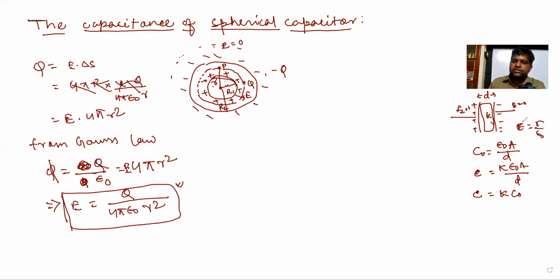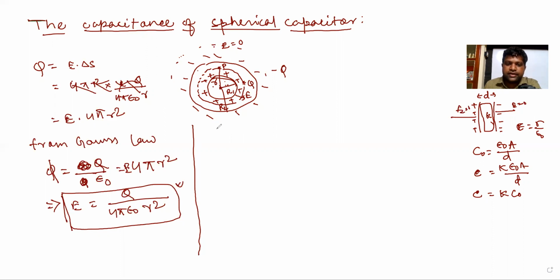Sigma by 2 epsilon naught plus sigma by 2 epsilon naught, that is sigma by epsilon naught. So here also the field exists only between the two plates. Outside the sphere, and inside the small sphere, there is no electric field, or you can say the electric field is 0.